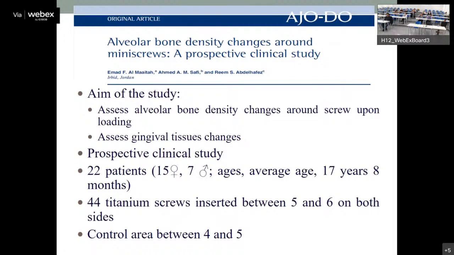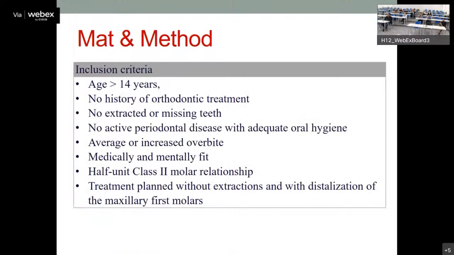So we need to choose a control area to be assessed also and compared to the study area. So we choose a control area between first premolar and second premolar. So remember, the area between first molar and second premolar is the study area where you insert your microscrew. And the control area, there's no microscrew, between first premolar and second premolar.